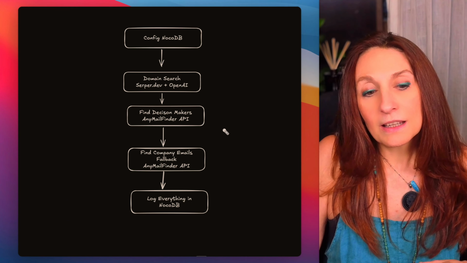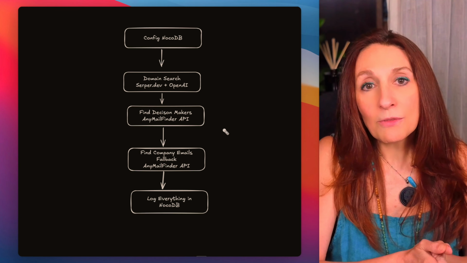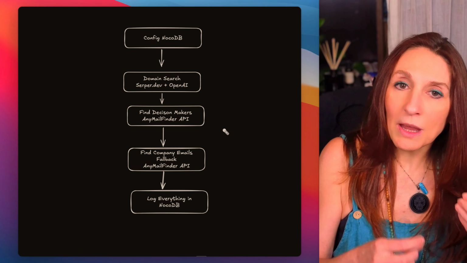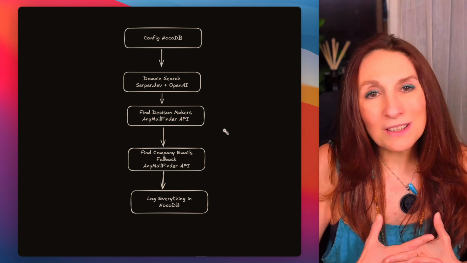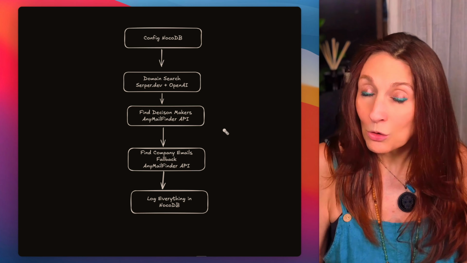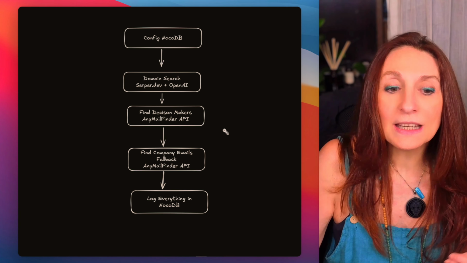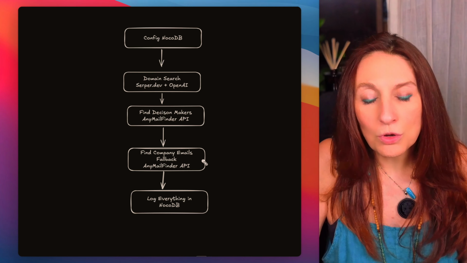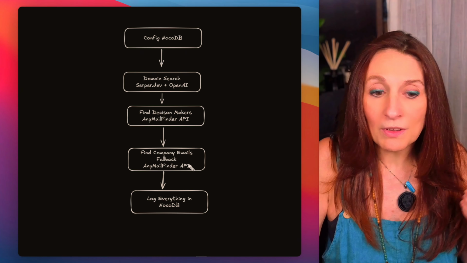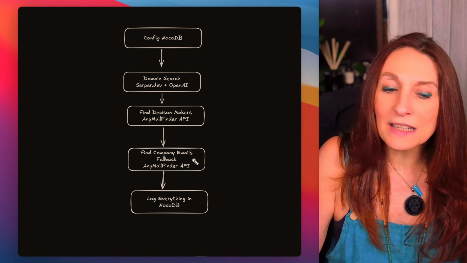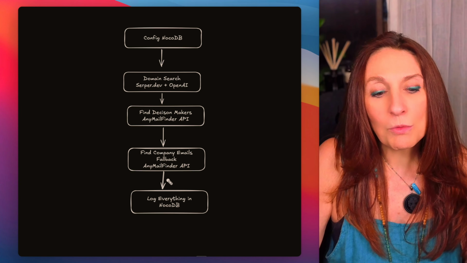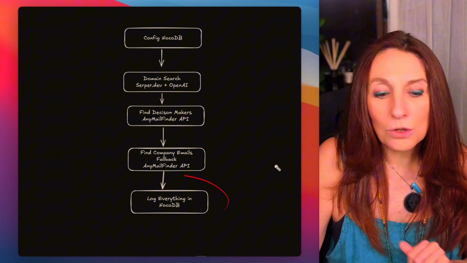From there, it will tell us if we have an email for a company and if this email is fully validated or if it's still risky. If a company doesn't have any email validated or if they are all risky, in this case, we are going to call AnyMailFinder again with another endpoint to find all the company emails as fallback. And then we will log everything back in NocoDB.